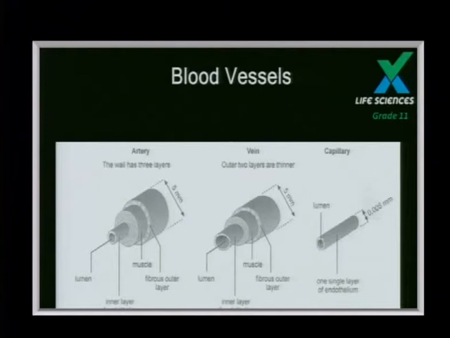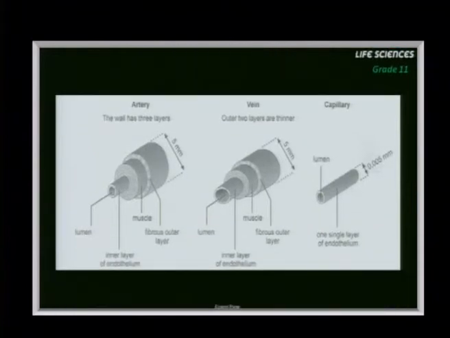Blood vessels. Now, you must understand the structure versus function. Why does it look the way it does? Because it does job A or job B or job C.